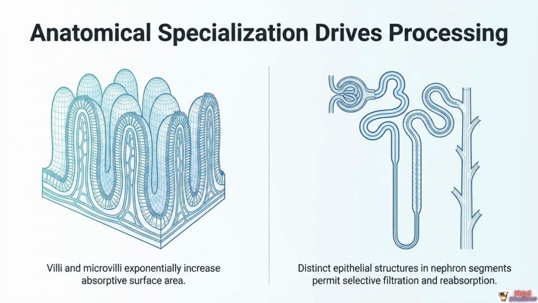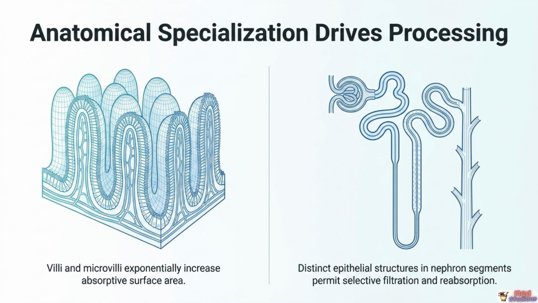The small intestine and kidney show how structural specialization supports selective processing. Intestinal folds, villi, and microvilli greatly expand the surface available for absorption. Blood capillaries and lymphatic lacteals then carry absorbed nutrients through different pathways.